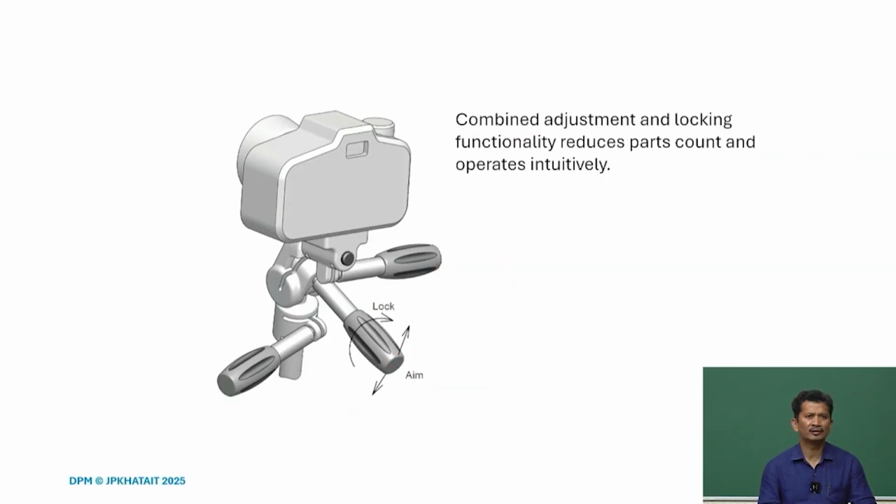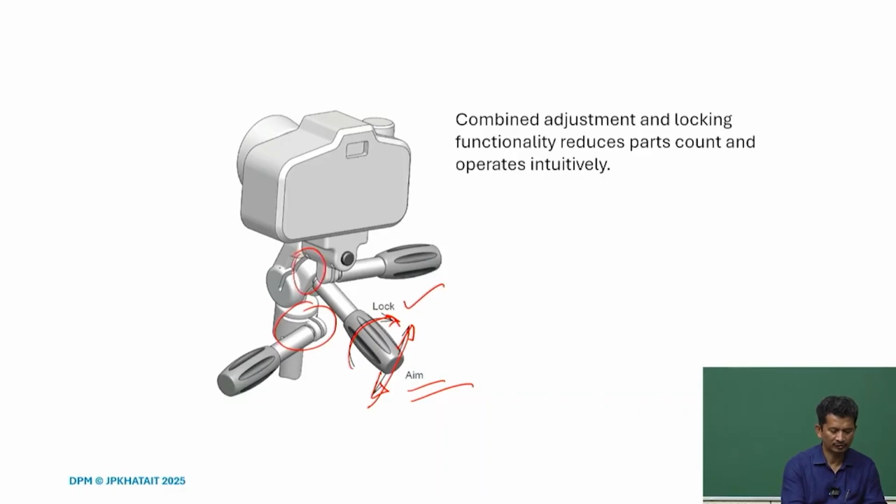Now, if we see it closely, what we realize is that the arm has 2 things. By moving up and down, we can aim, and by just twisting it, we can lock it. And this, you can see in all the 3, is very nicely achieved. We can also see a use of compliance here.